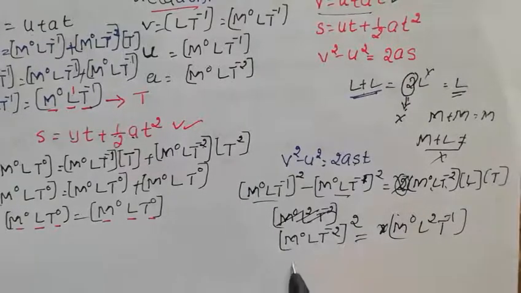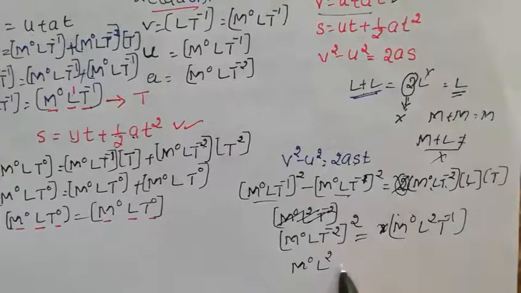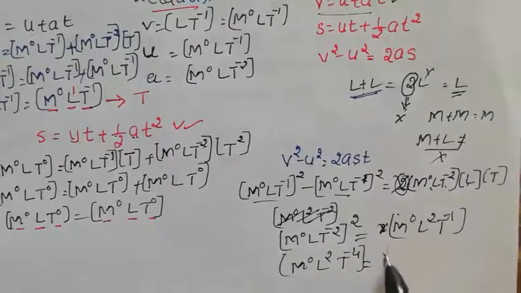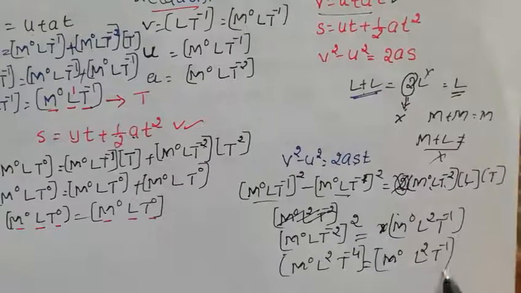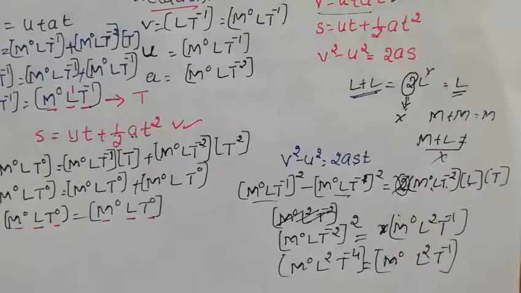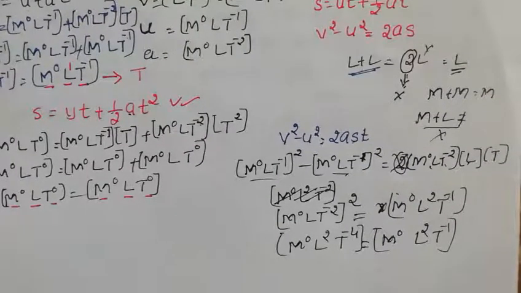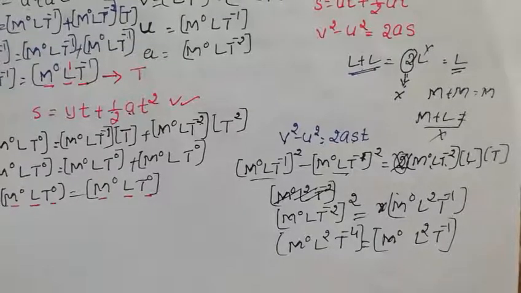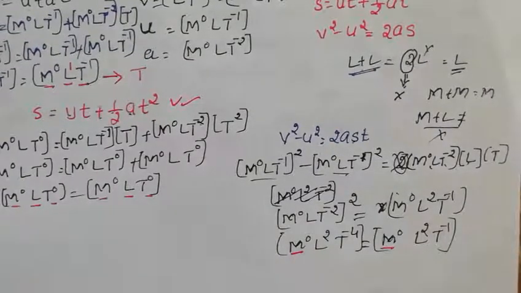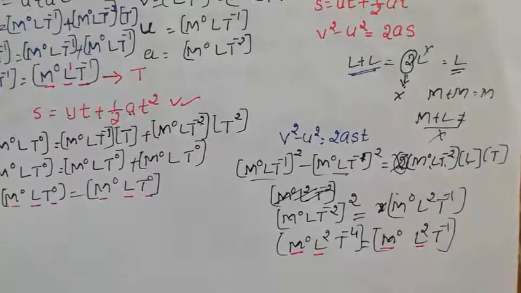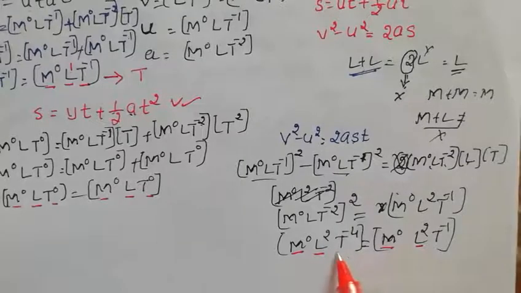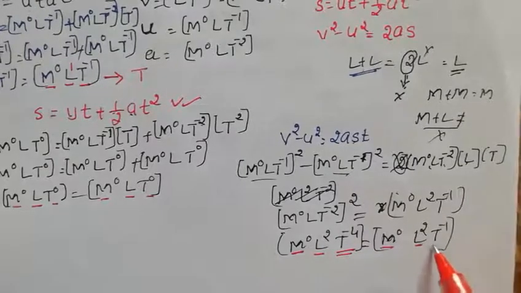Okay, now if we square it, it will become m power 0, L square, and t to the power of minus 4. That is equal to m power 0, L power 2, t to the power of minus 1. Now compare the dimensional formulas, the powers of the dimensions of the fundamental quantities. m to the power of 0 on both sides. Okay. Now look at L, 2, and here also L to the power of 2, same. Now look at the term t power 4 here and t power minus 2.